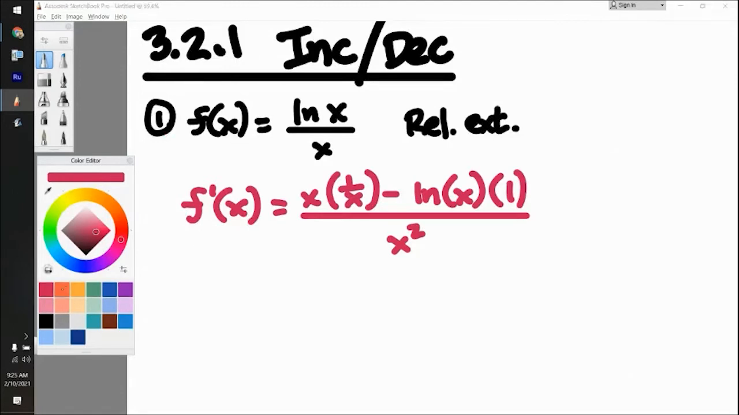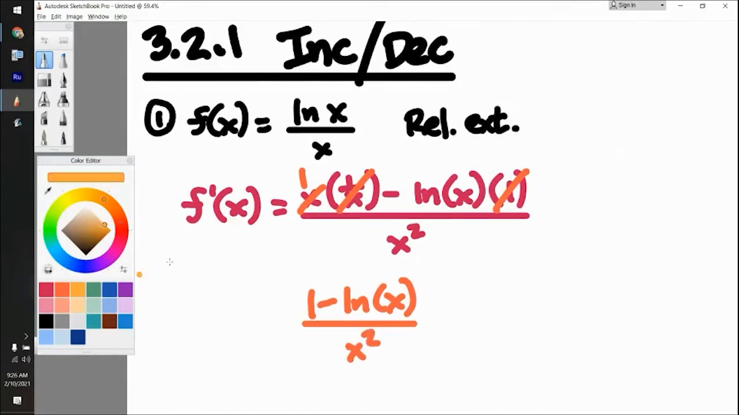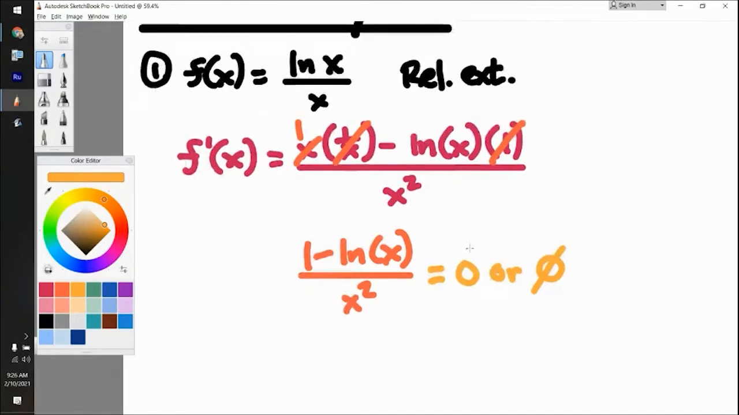Let's simplify this out, though, because it makes this a lot easier. So this and this is going to become 1. This one is meaningless. So you end up with 1 minus ln x over x squared. And we're setting this equal to 0 or undefined. Always write 0 or undefined.